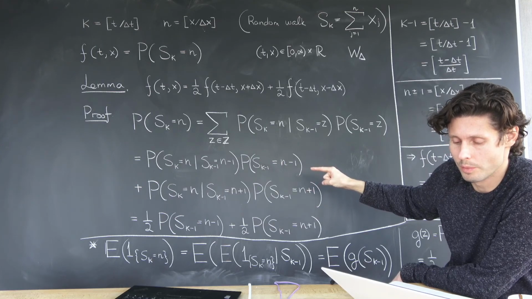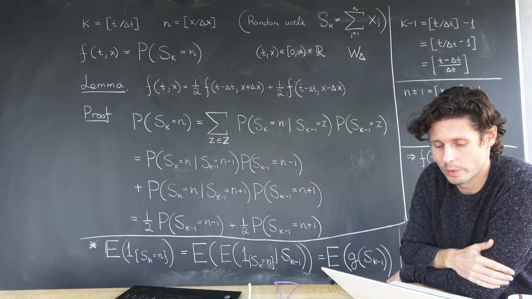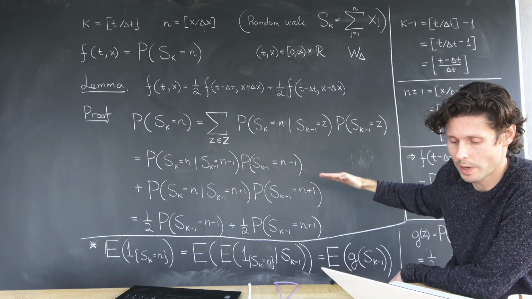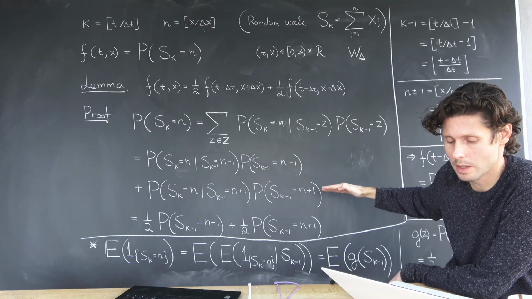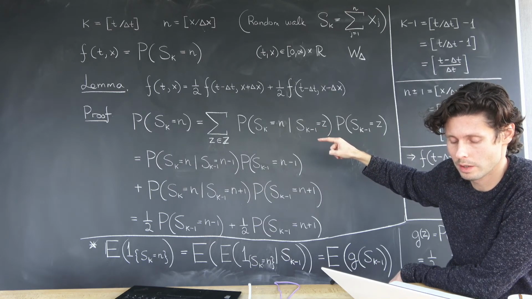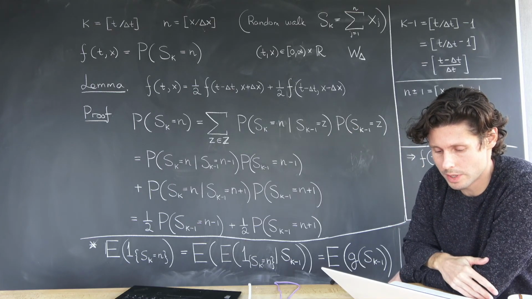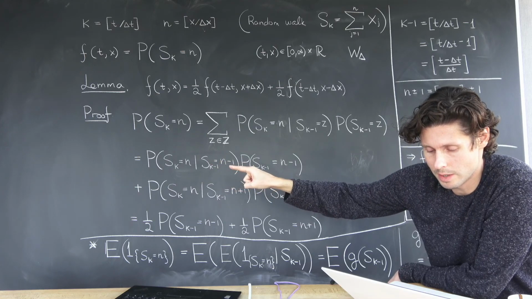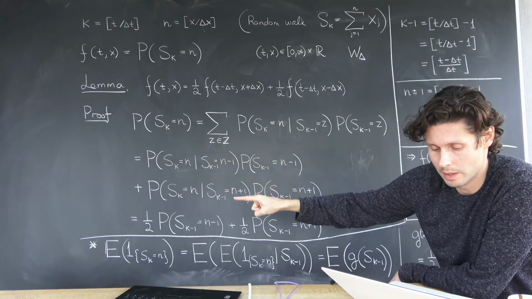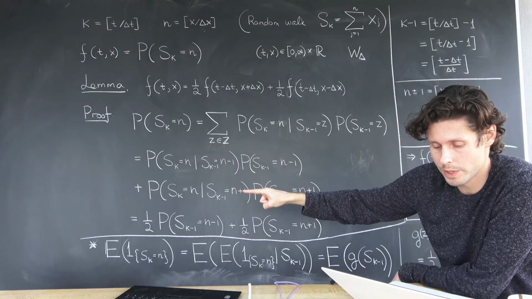And how does the sum break down? Well, to get to state n, the only way to get there is from state n minus 1 or n plus 1. And so that's why I'm summing these two things here. So the sum really has only two terms in it, corresponding to the states from which I could have gotten to state n. So this one says I could get to state n from state n minus 1. And this one says that the random walk could get to state n from state n plus 1.